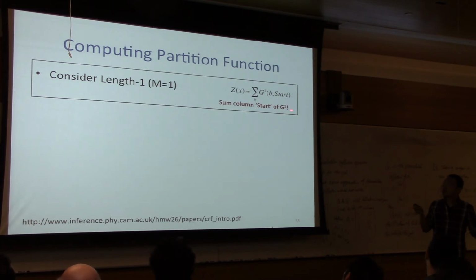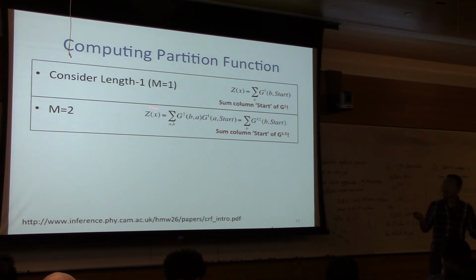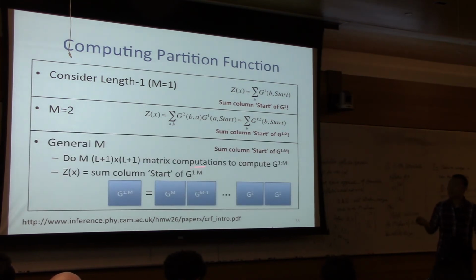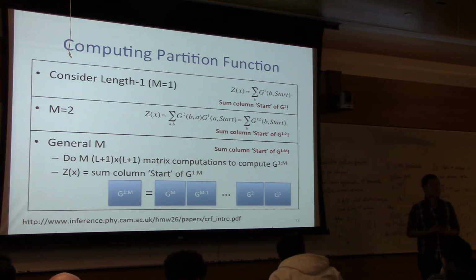For length 1 sequences, it's simply this. These are all possible sequences of length 1, and this is their score. For length 2 sequences, it equals this, the score of all possible sequences of length 2. For arbitrary n, it looks like this. And the running time of this is not exponential. It's just a bunch of matrix multiplies plus a summation at the end. And I should emphasize this is directly analogous to the forward algorithm that you implemented for the homework.